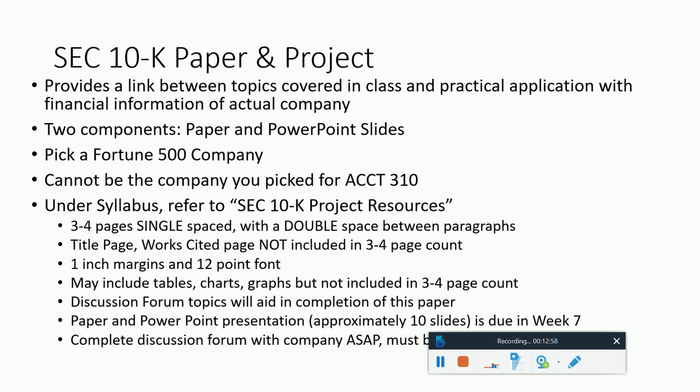There are 2 components to this assignment, a paper and a PowerPoint deck, and your requirements are to pick a Fortune 500 company. So unlike Accounting 310, when you were supposed to pick a company that had inventory and accounts receivable, that is not a requirement that I have for the Accounting 311 course because we're not talking about those concepts, so it's not as important that your company have those. The only other thing to note is that you do need to pick a company that is different than what you did your Accounting 310 project on.